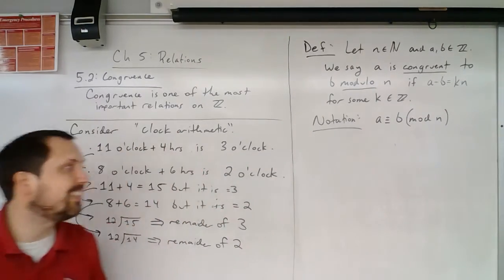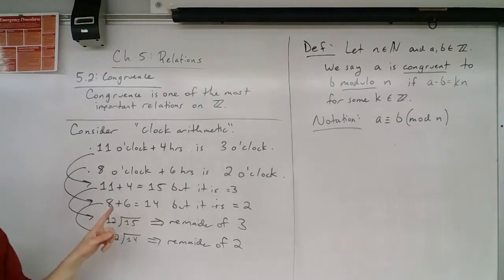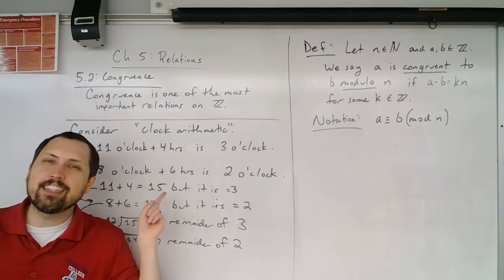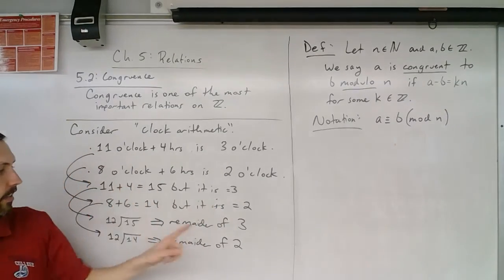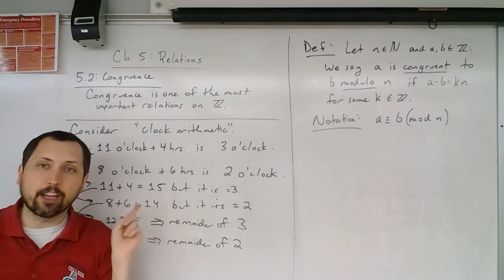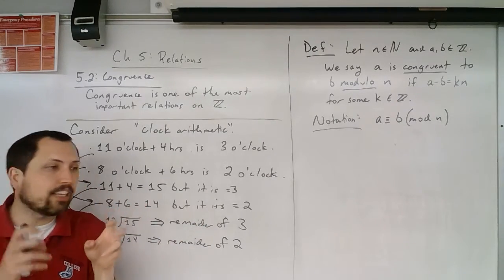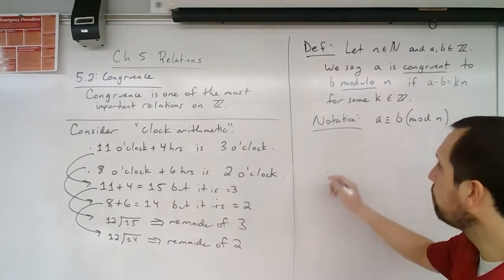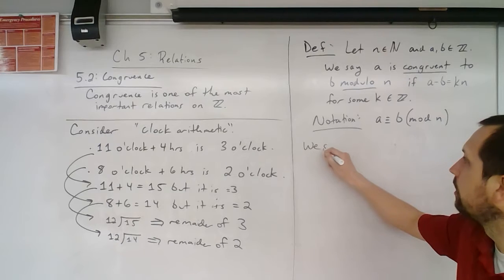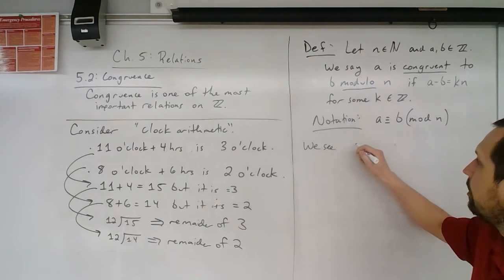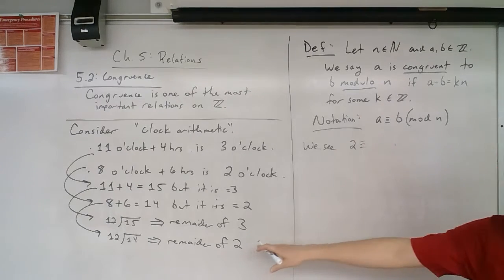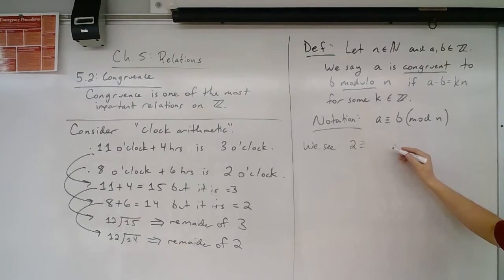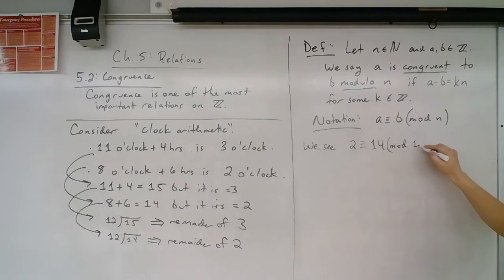So what we see in this case is that 3 is kind of like 15. And in this case, 2 is kind of like 14. And what it means to be kind of like is, again, we're looking at these remainders. So what we see in this example is that 2 is going to be congruent to 14 mod 12.